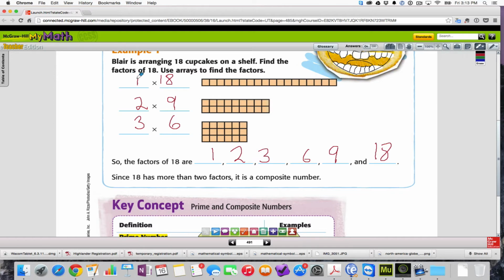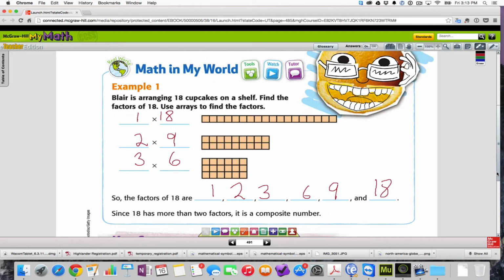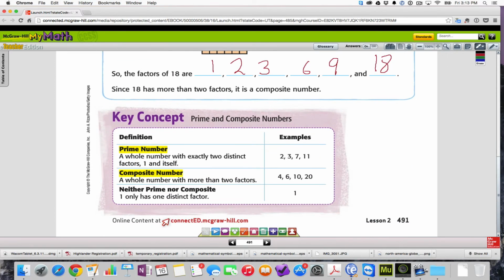Just in case you missed where I got those numbers from, it's 1 times 18, so I have my 1 and 18. 2 times 9, so I have my 2 and 9. And 3 and 6, so I have the 3 and 6 down here. So since 18 has more than 2 factors, we call it a composite number. Let's look down here at our definitions. These are very important to remember.